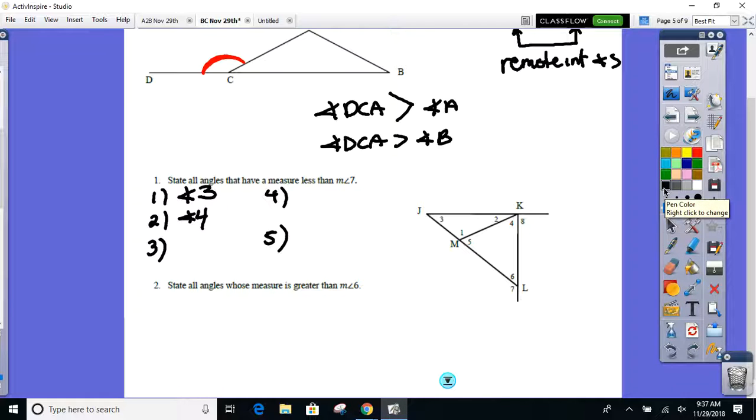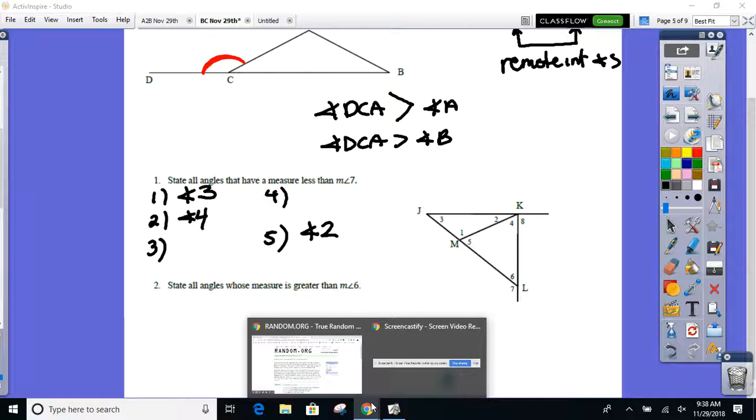I'm listening. Okay, well, that's not a reason I'm going to accept. It is actually correct. That was actually one of the last ones, angle 2, but not because it looks like it. I'll get to at the end why. All right, I need somebody to tell me another angle that angle 7's less than before I get to angle 2. All right, but it is correct.